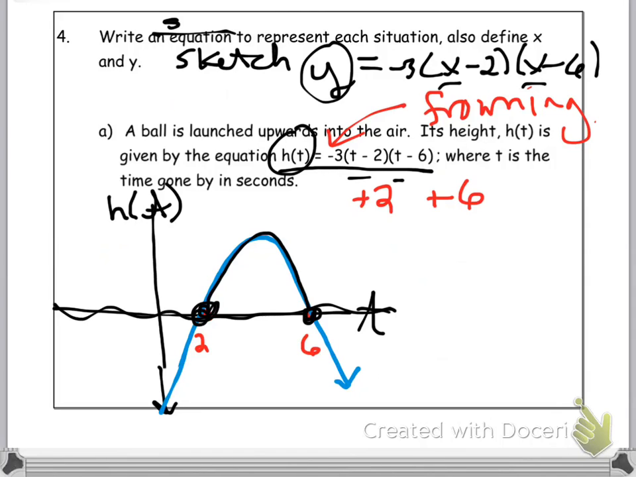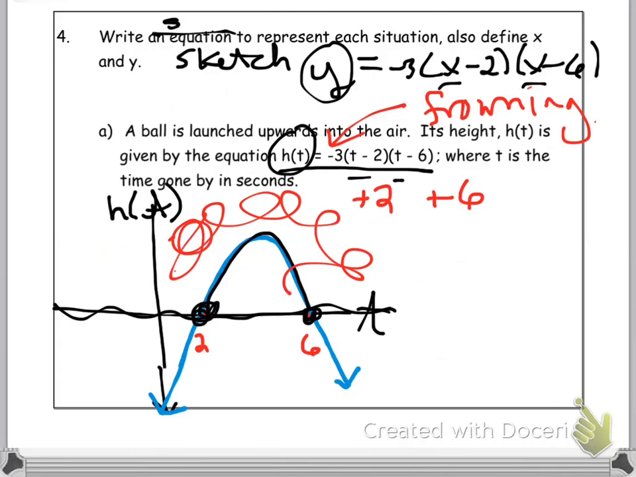So the blue is the theoretical parabola, the black is the real life parabola that has to deal with this word problem. And real life usually happens in this quadrant. That's where real life happens.